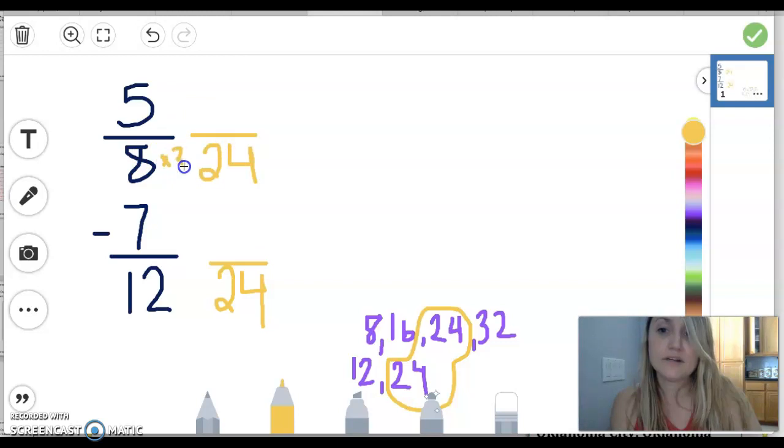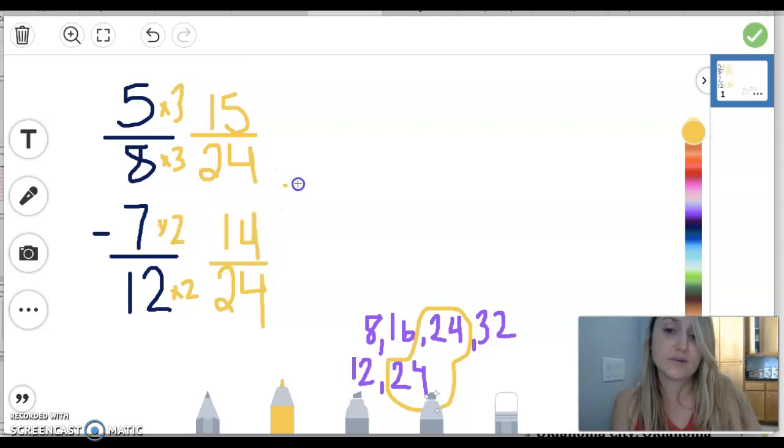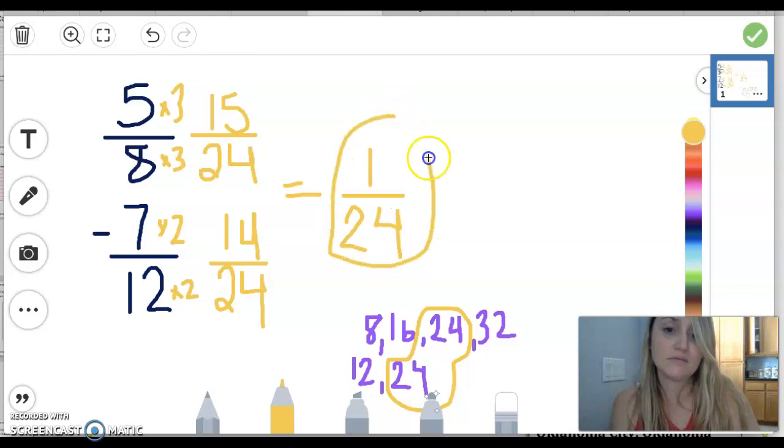Whatever you do on the bottom, you must do on the top. So we have 15 over 24. Whatever you do on the bottom, you must do on the top. So we have 14 over 24. So 15 minus 14 would be 1, and then the denominator stays the same. So you'd have 1 over 24.